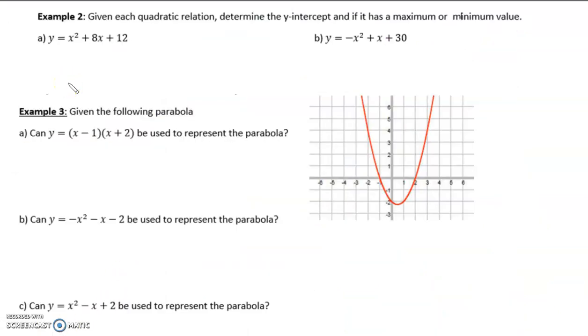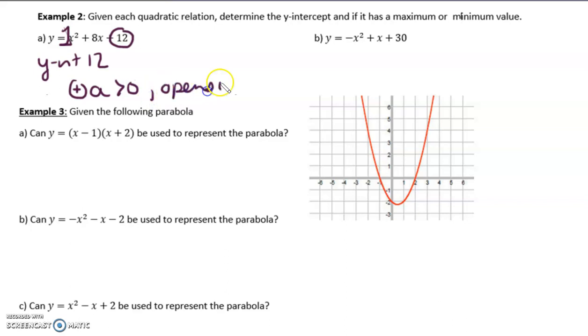Okay, example 2. Given each quadratic relation, determine the y-intercept and if it has a max or min value. Okay, so the y-intercept is just this value here. So the y-intercept is 12. And this leading coefficient, which is 1 in our case, right? Because the x squared doesn't actually have a coefficient, so by default the coefficient's 1. Okay, this is positive a value. So since a is greater than 0, this opens up.